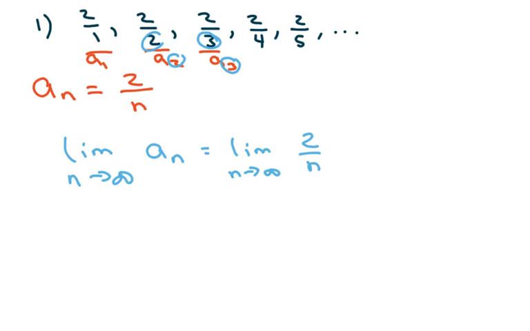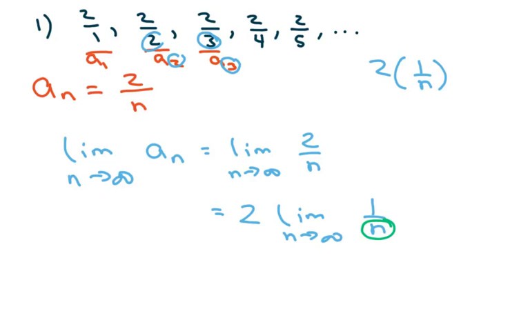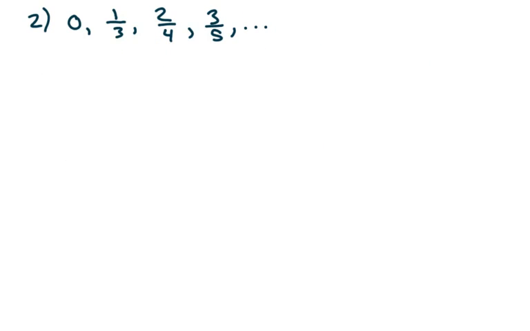And if you want, this can be written as 2 times 1 over n. So I can write this and pull the 2 out. Limit as n approaches infinity of 1 over n. We know that when you put a big number in this goes to 0. So the limit of this is 0. You get 2 times 0 equals 0. Okay? And the next one we want to find the nth term.